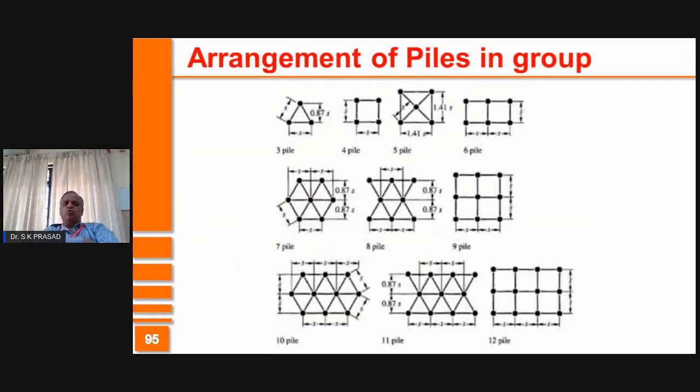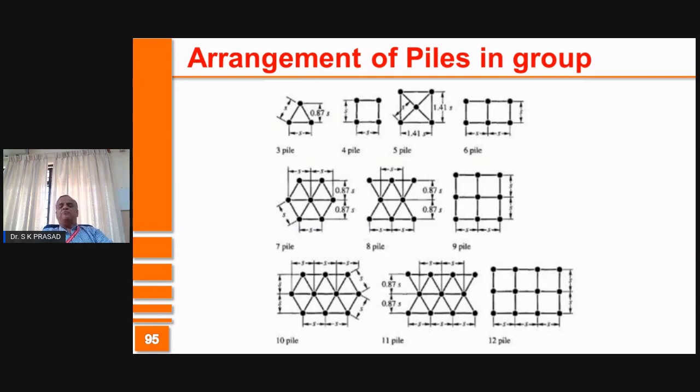As I said, you're always going to use piles in groups. There may be two piles, and then 3, 4, 5, 6, 7, 8, 9, 10, 11, 12, and more can have some order like this. The objective here is that as far as possible, the spacing is reasonably well maintained, and the piles are spread in some pattern. Whatever you see here is the plan view of piles kept in a group.